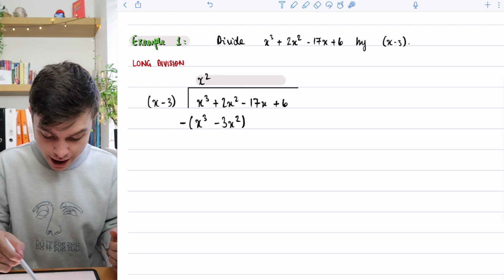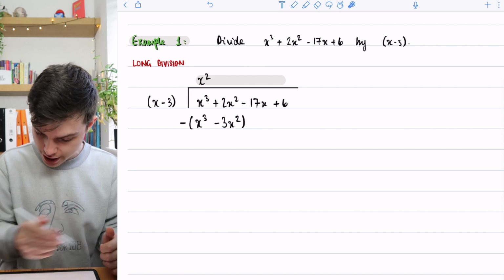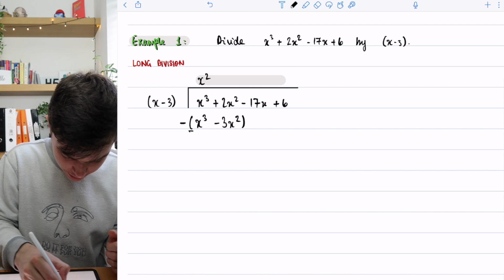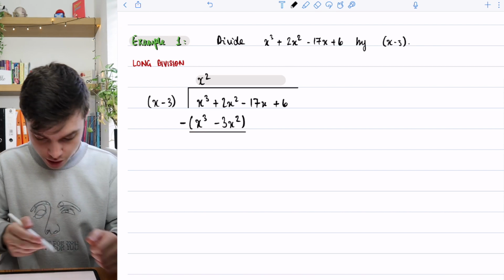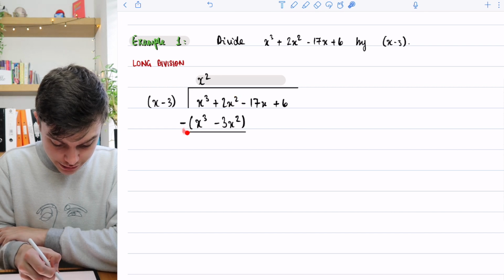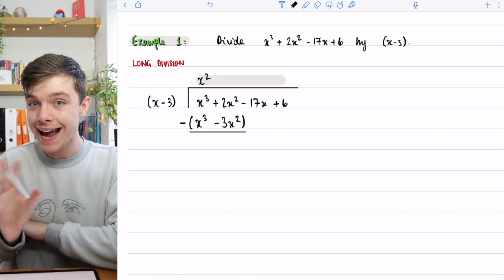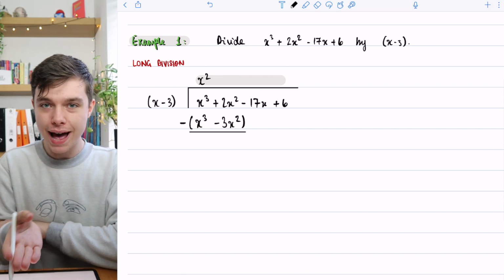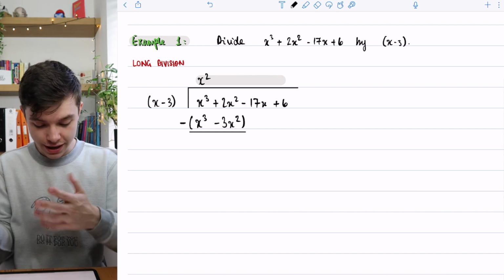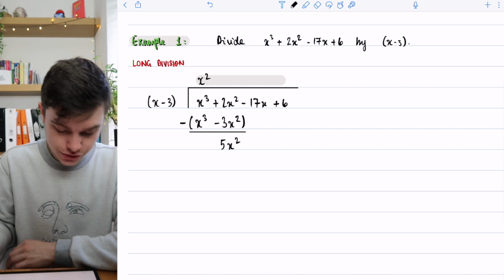So I'm going to subtract these two terms from what's under the lines, okay? If we write a little line like that to show we're doing a subtraction, this is what we're going to get. We get x cubed plus 2x squared minus x cubed minus 3x squared. The x cubes are going to cancel. We're going to get 2x squared plus 3x squared, okay? Because it's a negative and a negative, so 2 plus 3 is 5. That gives us 5x squared.